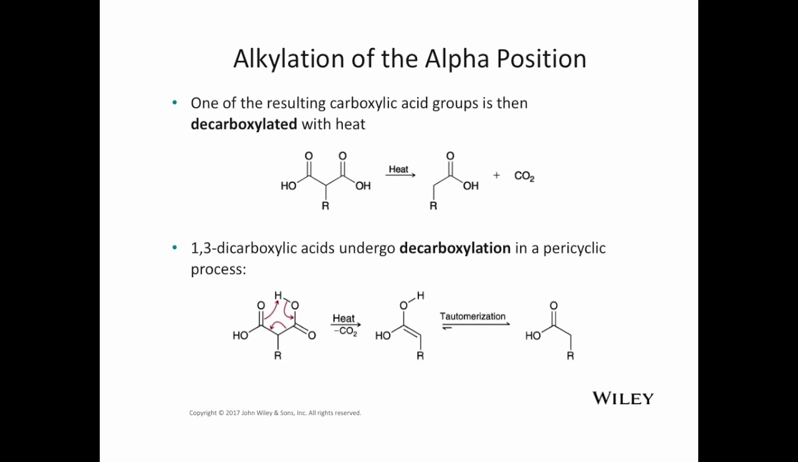Now those resulting carboxylic acid groups, when you heat, will undergo a decarboxylation to form just a single carboxylic acid. So 1,3-dicarboxylic acids, and I'm calling it 1,3 if this is carbon 1, 2, and 3, that's their relative proximity to each other. So this occurs where the pi bond of one carbonyl grabs a hydrogen of another carboxylic acid. This bond breaks, and then this bond also breaks. And you end up with an enol, which tautomerizes to the carboxylic acid.